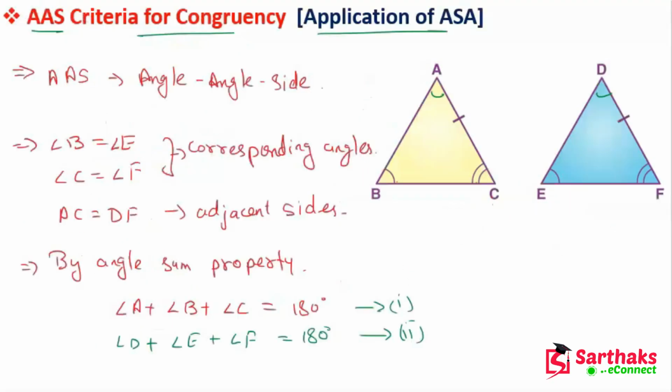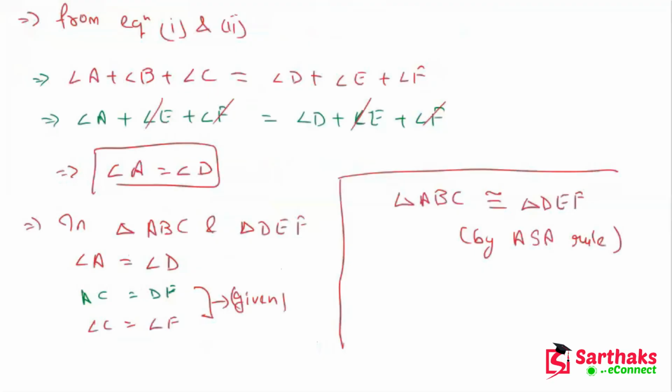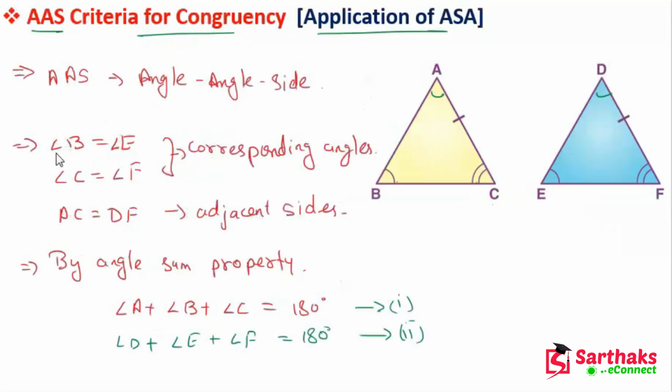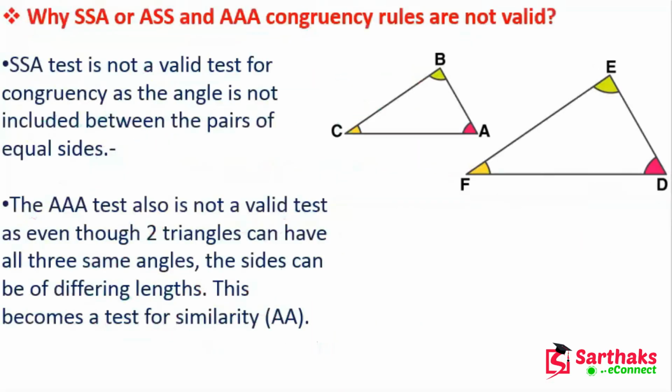I hope you understand this. So here we can prove that triangle ABC is congruent to triangle DEF by angle side angle. So with the help of this condition, we can prove these two triangles are congruent. So these conditions are what? Angle side angle rule. Got it, my dear friends? So now let's move on.